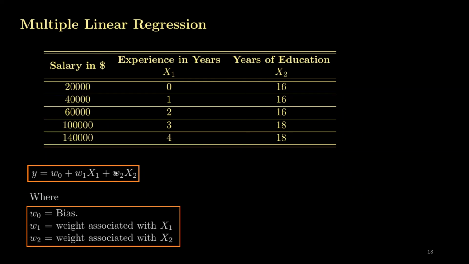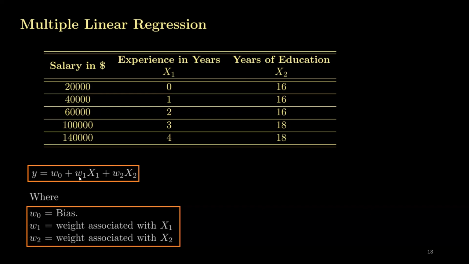If you see this equation, this is the equation of multiple linear regression where we have two features x1 and x2. Now you can see that every feature has its associated weight. So w1 is the weight associated with x1 and w2 is the weight associated with x2. Now the value of weight will decide which feature is more important. When we have more than one feature, it is not necessary that all features are equally important. It is the value of weight which decides which feature is more important.